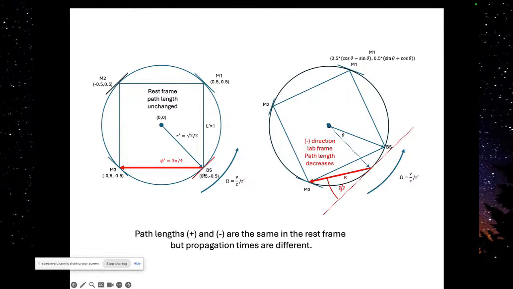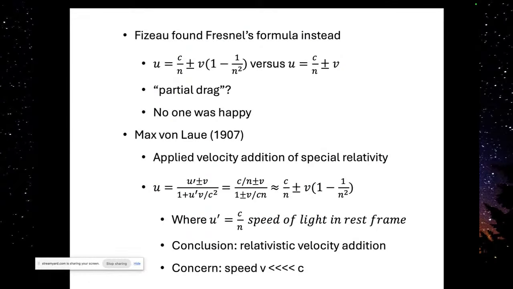And in fact, if you believe von Laue, where he assumed that light speed is c over n for a refractive medium in the rest frame, then again, you should not have seen a fringe shift, because in theory, light is going around the path in both directions at speed c over n. And so his velocity addition formula, while it yields a differential speed in the laboratory frame, it should have yielded a constant speed in the rest frame here, but it does not.